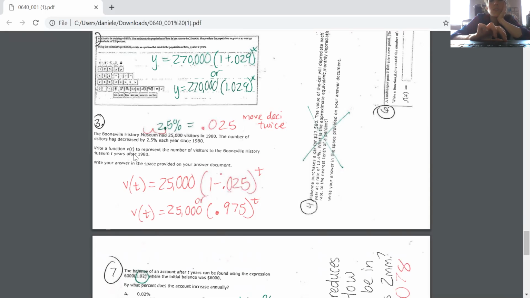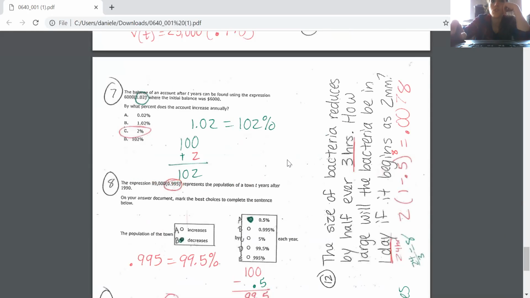Number 3, you're starting with 25,000 people. It's important if they tell you to use V of T that that's the variable you actually use. We're starting with 25,000. It's decreasing, and I have to turn this 2.5%, move the decimal twice, into 0.025. So you might have this, but you also could just go ahead and subtract it. Don't let it throw you off if this is multiple choice and you don't see this top answer, but you see the bottom one. It just means they subtracted.